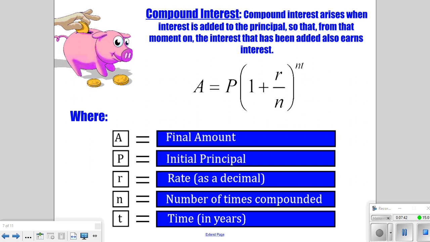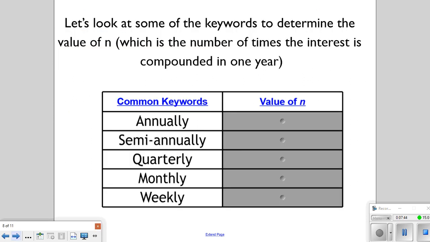So when we compound things, we need to look at the number of times that something is going to be compounded. And you will see words in the problems that will give you a hint as to how many times something is compounded. If something happens annually, that means it happens once a year. Semi-annually means twice a year. Quarterly means 4 times a year. Monthly means 12 times a year. Weekly means 52 times a year.